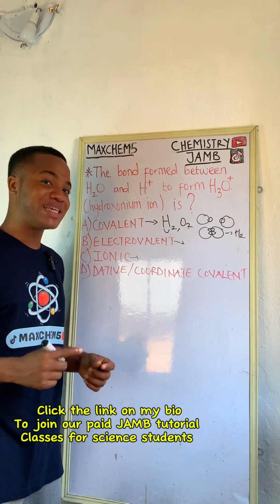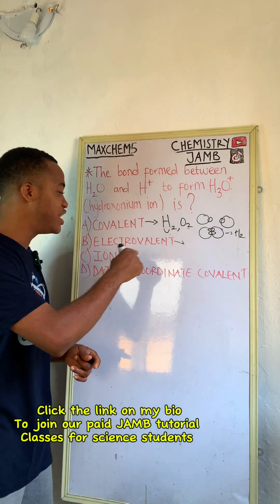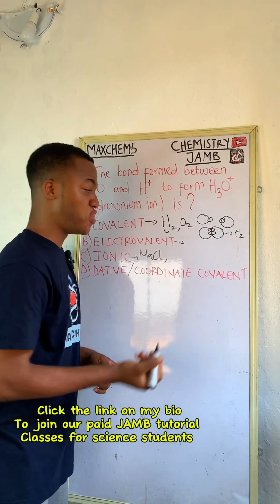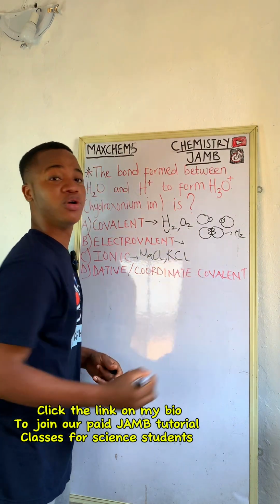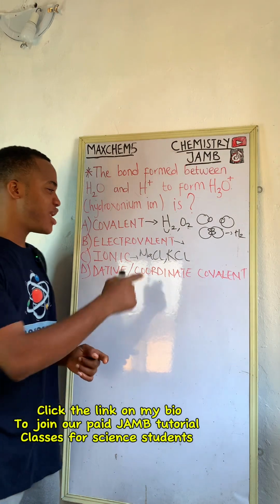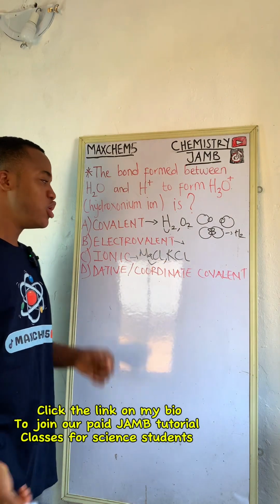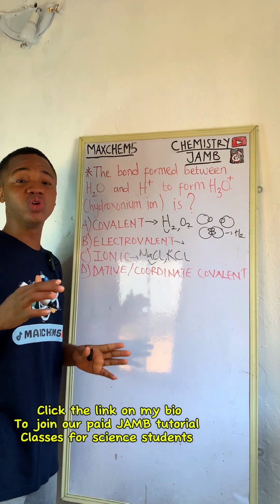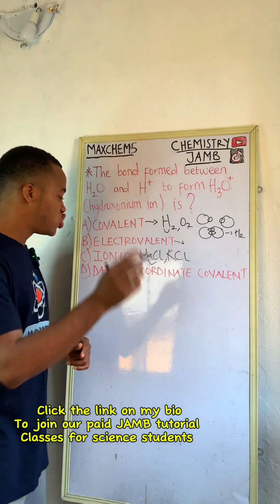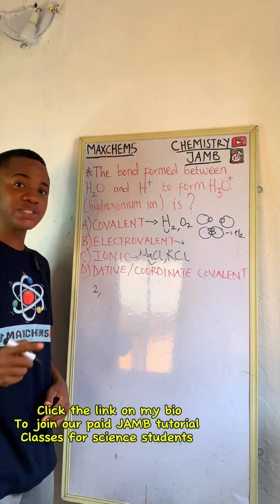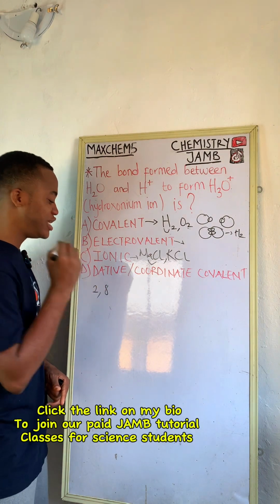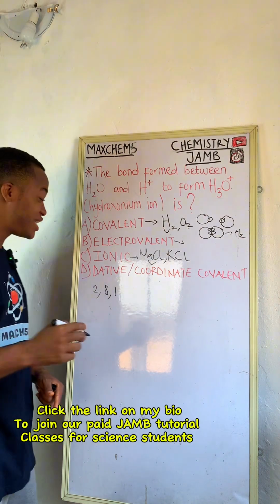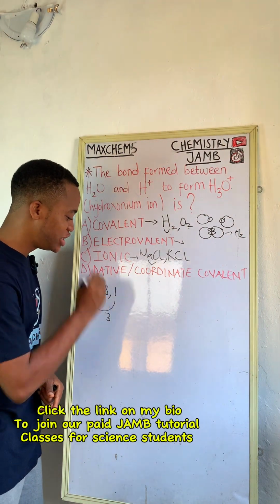An example of a compound that exhibits electrovalent or ionic bonding is sodium chloride, also potassium chloride, that's KCl. Let me show you how this works. Let us use sodium chloride as our example. We all know that the atomic number of sodium is 11, right? That means it has 11 electrons. In the first shell, it has 2 electrons, in the second shell it has 8 electrons, and in the third shell it has 1 electron. Hope you are following me. That means it has 3 shells in total.